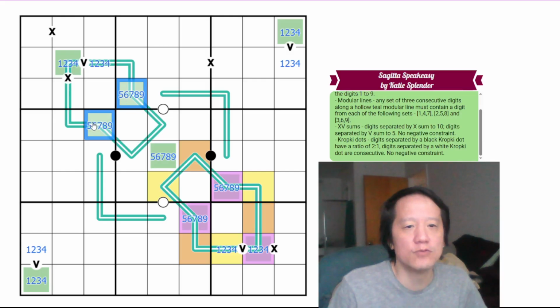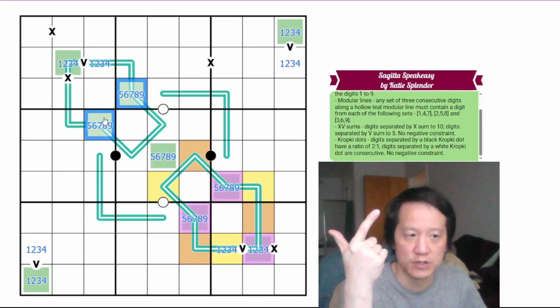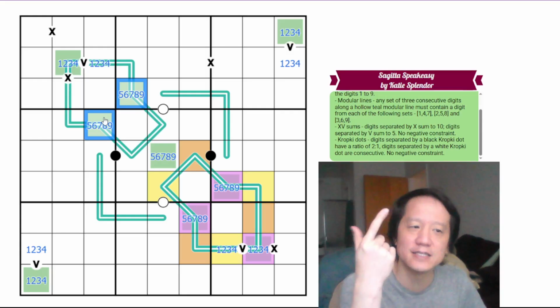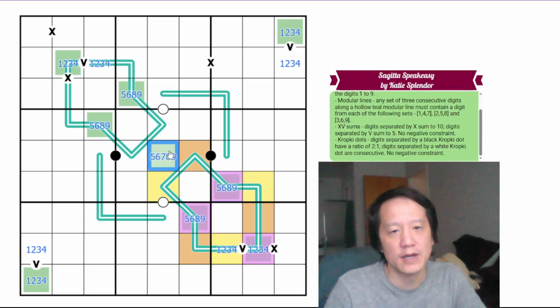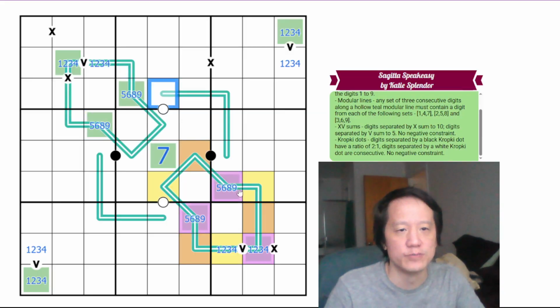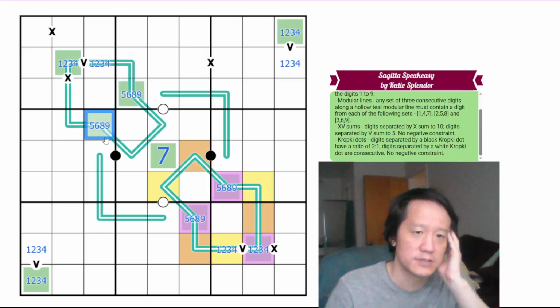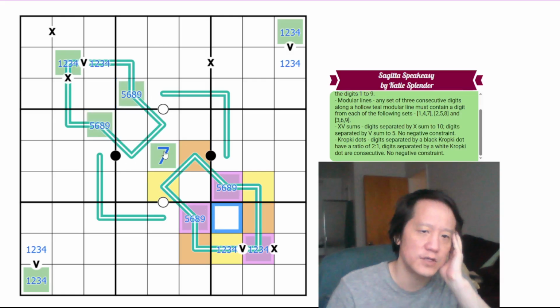But the only ones with the same modular remainder for 5 through 9 are 5 and 8, which have the same modulo because if you divide 5 and 8 by 3, you get 2 as a remainder, and 6 and 9 have the same remainder. So this must be either 5, 8 or 6, 9 to be the same set. That means this is a 7 here, because we have a 5, 6, 8, 9 quadruple in the green square sets. So this is 7.